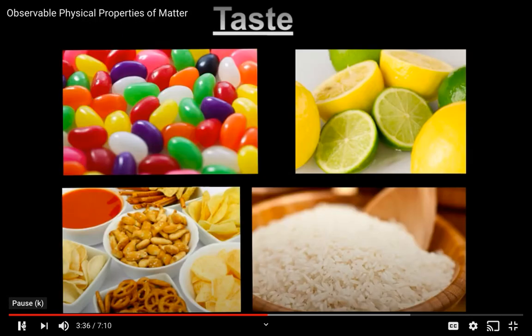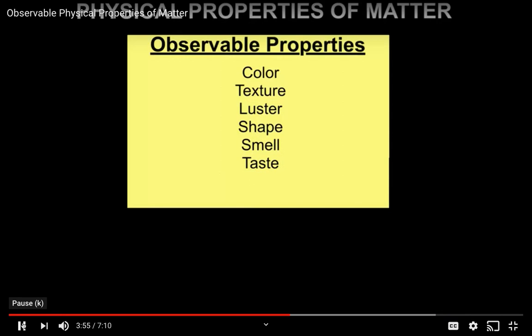Taste is another observable property of matter. It might taste sweet, maybe sour, salty, or even bland. Be sure to only taste things that you have permission to, because you don't want to taste something that is actually harmful to you. You guessed it, we're going to add taste to our observable properties of matter.